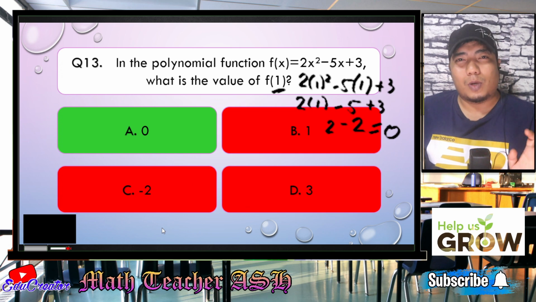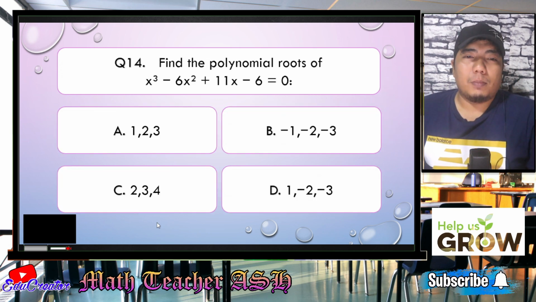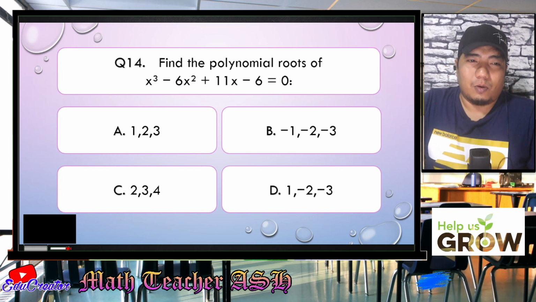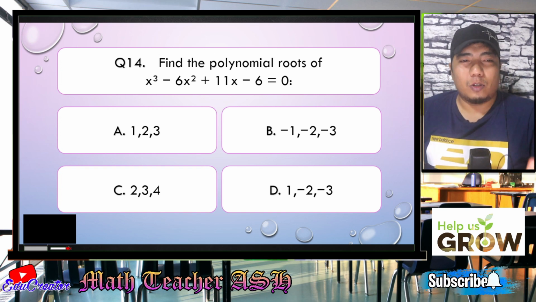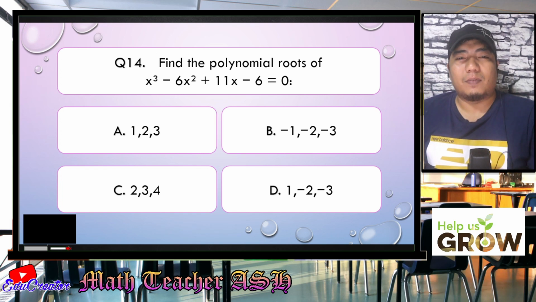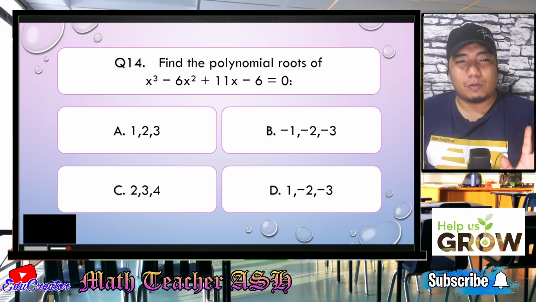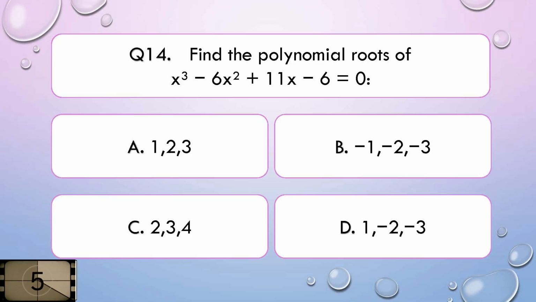Now, let us go to question number 14. Find the polynomial roots of x cubed minus 6x squared plus 11x minus 6 is equal to 0. Is it A, 1, 2, and 3, B, negative 1, negative 2, negative 3, C, 2, 3, and 4, or D, 1, negative 2, negative 3? I'll give you 5 seconds to think about your answer.